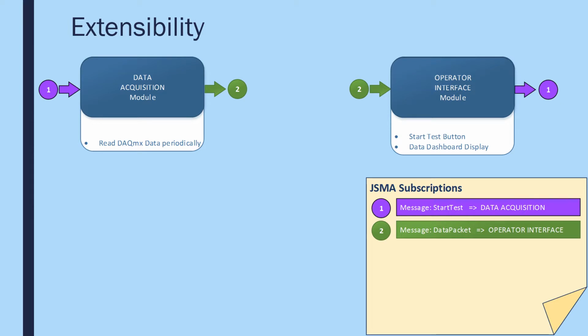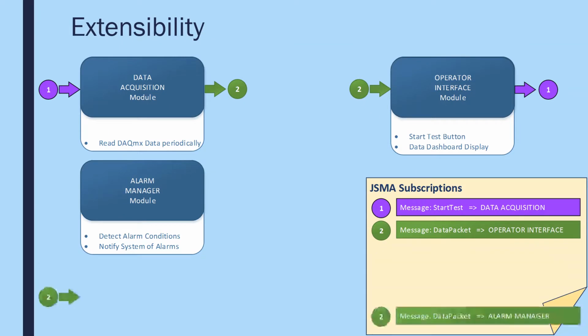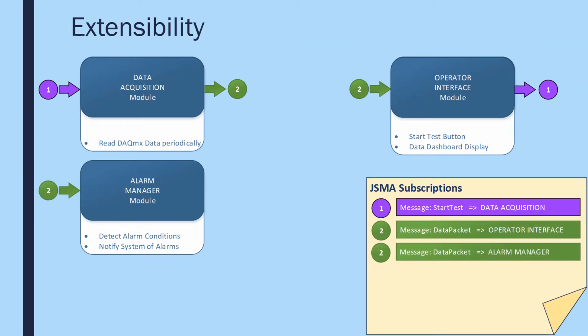Let's say it's been up and running for a while and the customer decides you need to add some alarm monitoring capability. What do you do? Where do you put that functionality? With JSMA, this problem is really simply solved. You create a new module called Alarm Manager. It subscribes to the data packet message, which is being sent out by the data acquisition module.